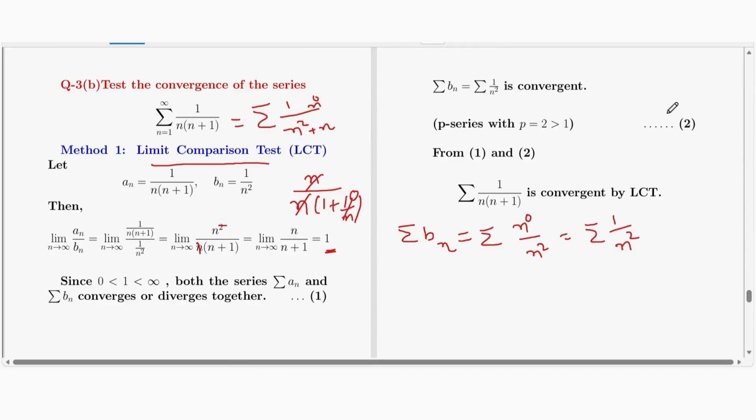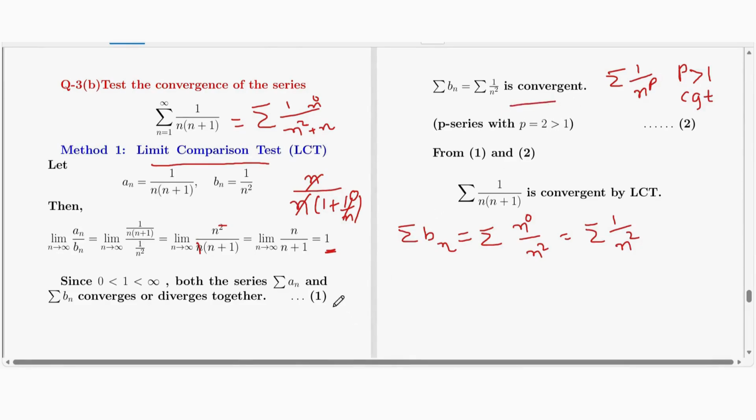Now observe, this one is what? This one is a p series. The form of this series is 1 upon n raised to p. Okay. So this is the p series with p equal to 2. And what is the condition for p series? If p is greater than 1, then the series is what? Convergent. Okay. तो यहाँ पे 2 है, 2 is greater than 1. So what we conclude? The given series bn is convergent series.